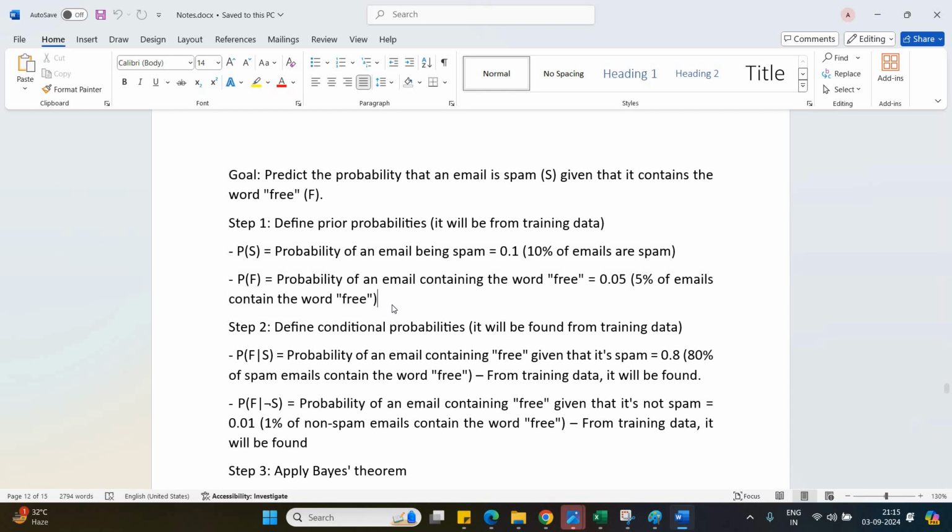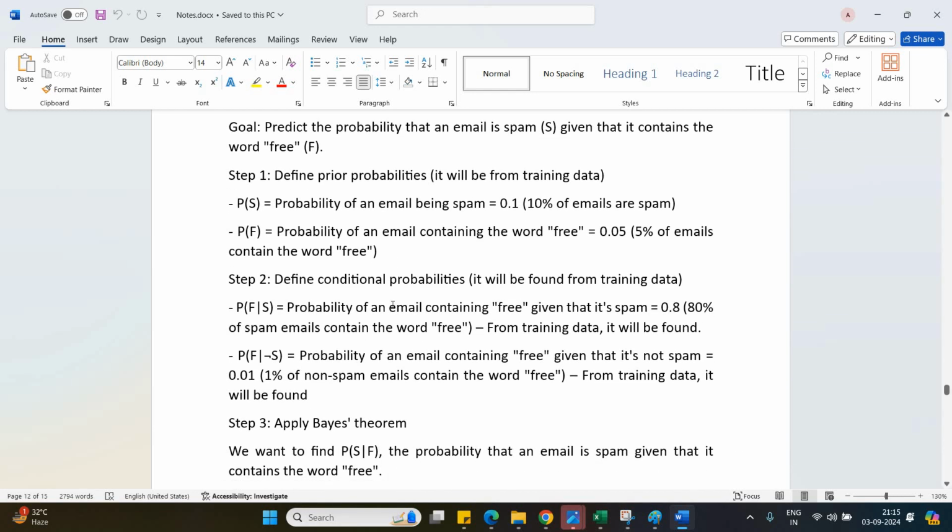Now we have the conditional probability. Define the conditional probability. It will also be found from the training data. One conditional probability is that you have a spam mail and the probability that it contains the word free. This is the probability.